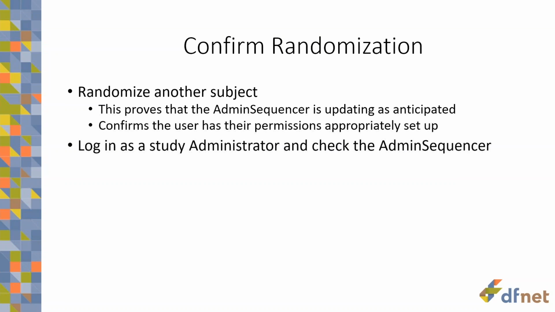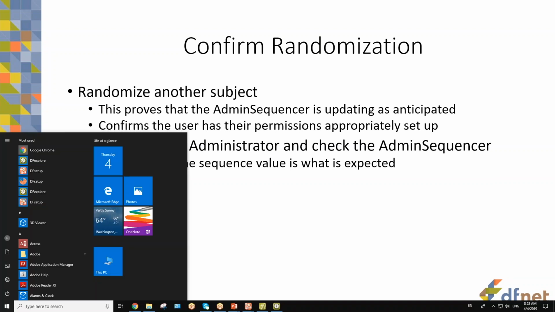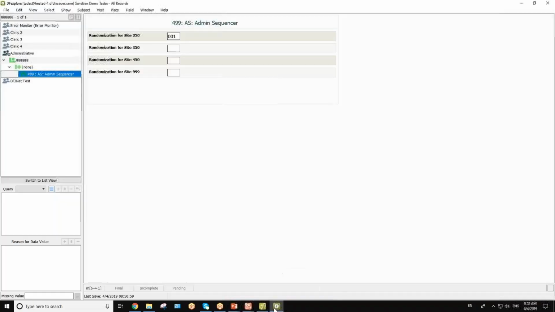You can log in as the administrator and check the admin sequencer, so that's what we just did now, and we can see that the sequence value is what is expected. Since we randomized a single individual in site 250, we have a sequence value of 1.